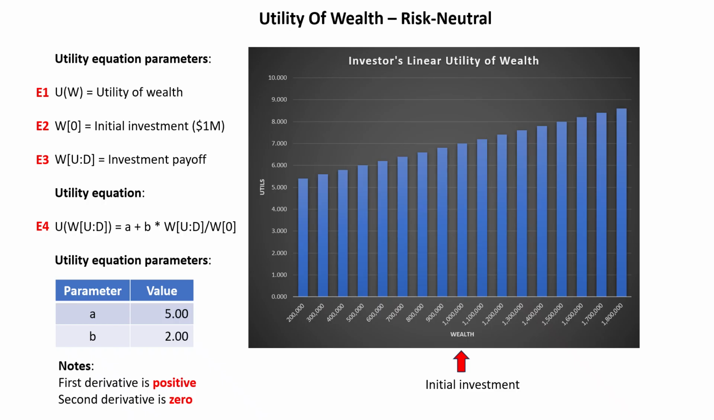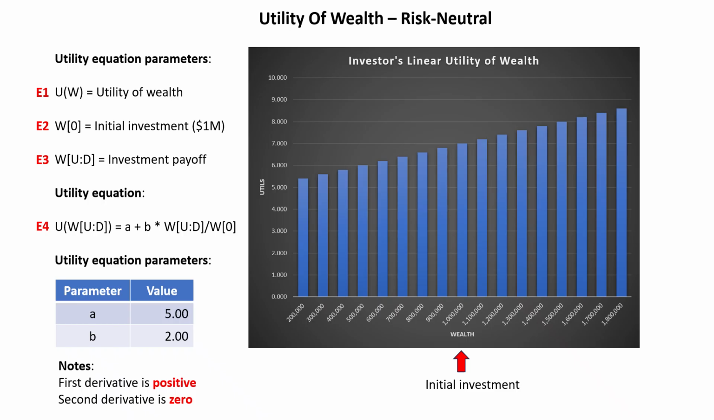So in this slide, we're going to build a utility model for the risk-neutral investor. Remember that risk-neutral investors don't exist in the real world, only in theory, but it's a great place to start. E1 would be the utility of wealth. Capital W is my wealth at any given point in time, so E1 would be the utility of that given level of wealth.